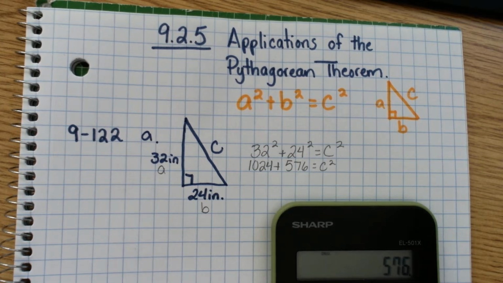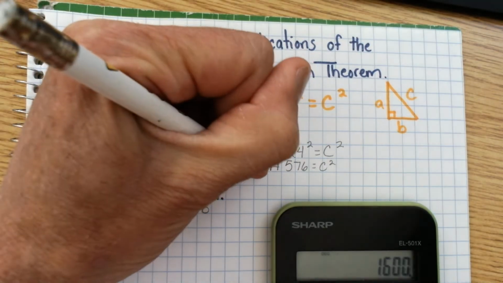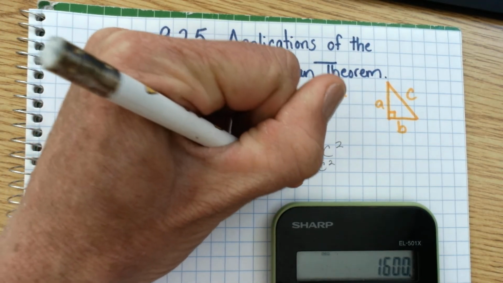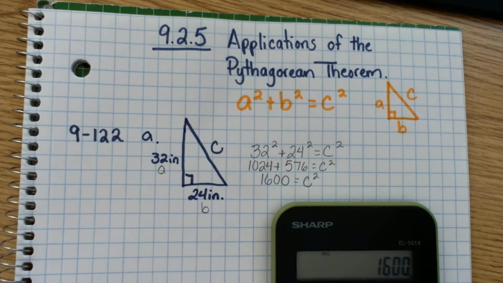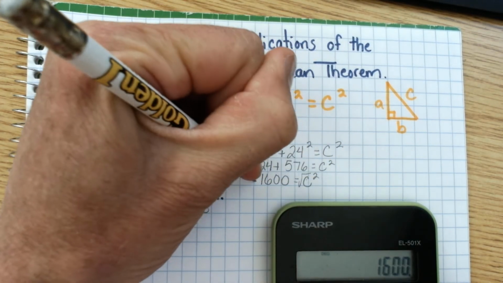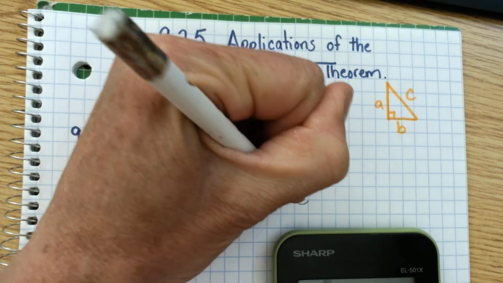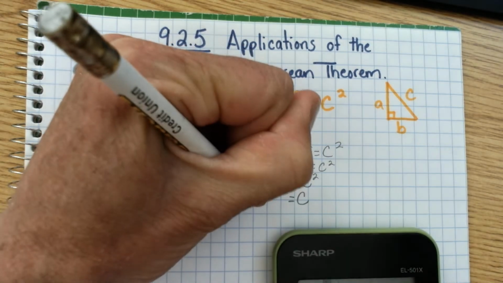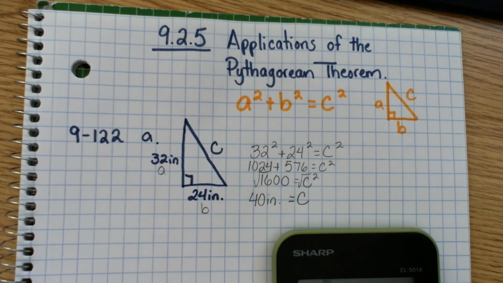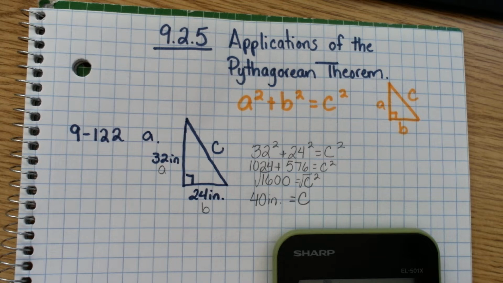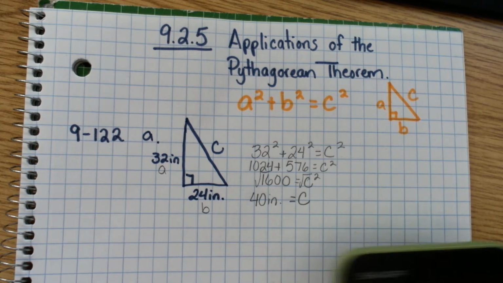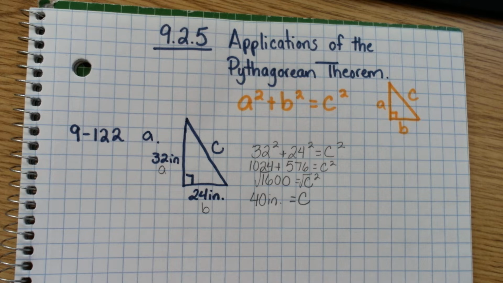Now I just need to add 1024 to 576, and I get 1600 for my sum. So what number times itself equals 1600? I would take the square root and find that the side that we labeled c is equal to 40 inches. Now we know our first answer, it's 40 inches long, but they asked us to do a few other things also. First, find the missing length, then tell if the answer is rational or irrational.